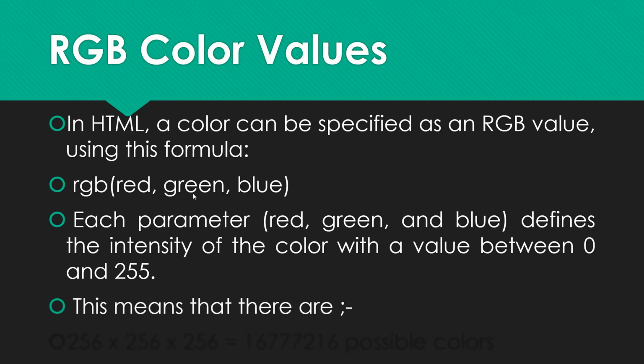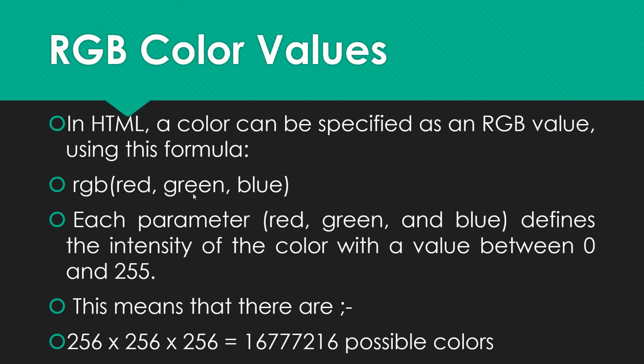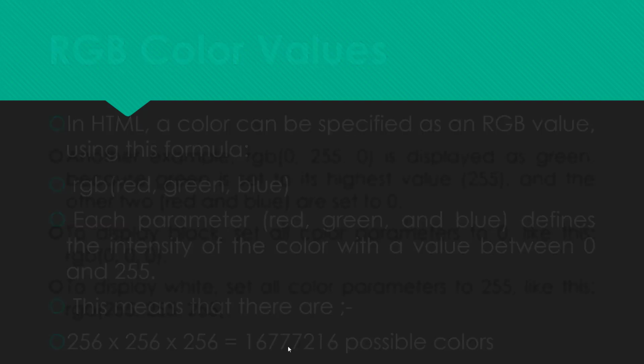So this means that there is this number of possible HTML colors. If you multiply 256 by 256 by 256, you'll come up with this number. How many is it? This is 16 million. So we have the possibility of creating 16 million different colors in HTML by the use of RGB.